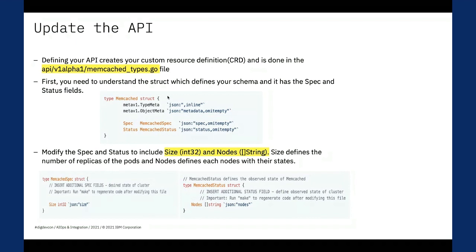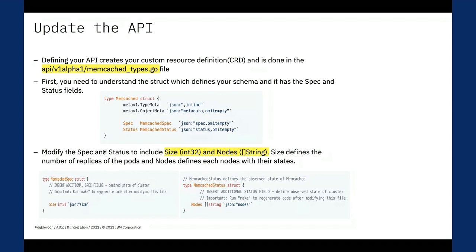Let's update the API as per our need. The API is defined as a Go struct in Memcached spec and Memcached status. So modify the spec and status to include the size, which is the integer, and it resembles the number of replicas that you'll be deploying in your OpenShift cluster.